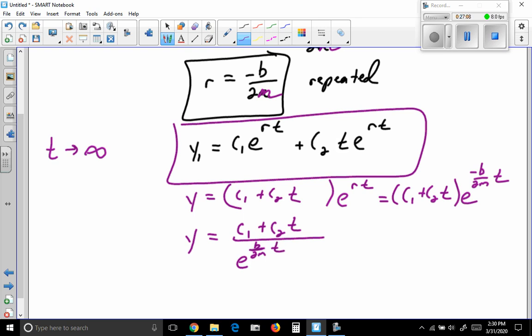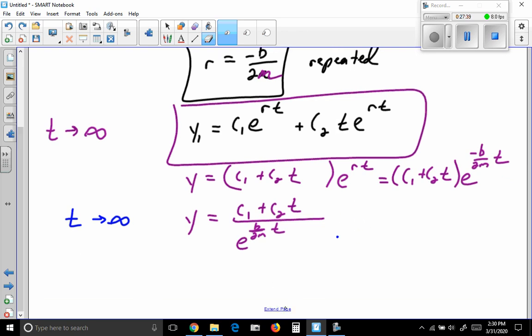We can look at this and try to figure out what is happening to this over time. Is it oscillating back and forth? Is it going to a particular value? If we let t go to infinity, the numerator goes to infinity, and so does the denominator. If b over 2m is positive, and t is infinite, e to the infinity is infinity. So that's indeterminate, and we can use L'Hopital's rule to see where this is going.